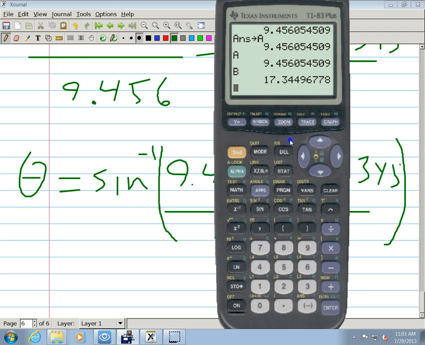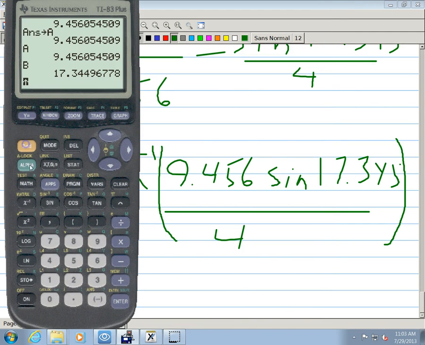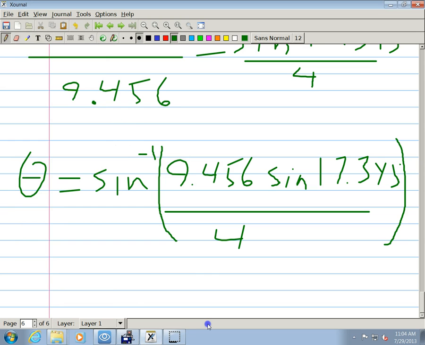It is, okay. So here's what I'm going to write. I'm going to say second sine of alpha A times the sine of alpha B, divided by 4, and you get 44.811 degrees roughly, okay? So that's about 44.810 degrees.